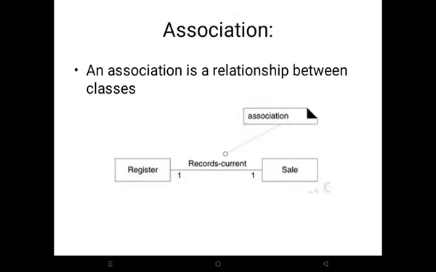This is the association concept. What do you mean by association? This is a very important notation used in class diagrams. Association is nothing but the relationship between classes, the link between classes. In this example, Register is one class and Sale is another class. Register records the current sale. The association is represented as a line connecting the two classes.